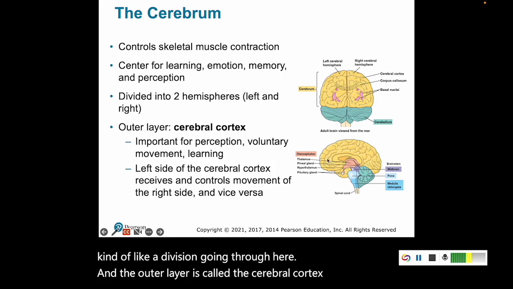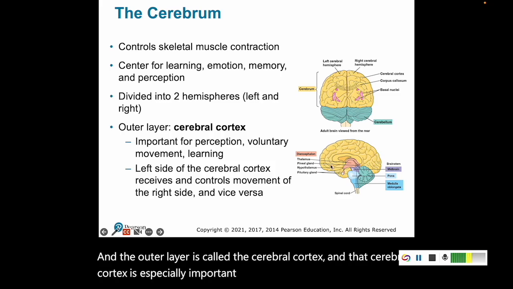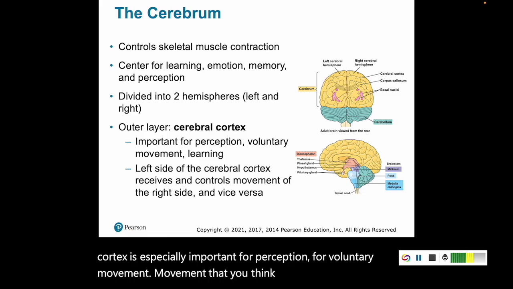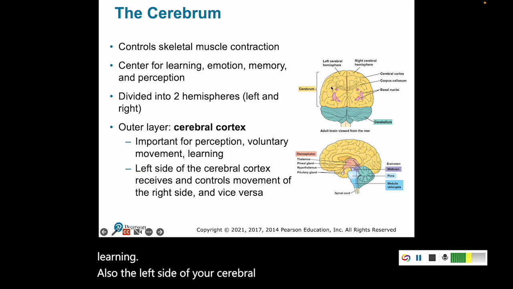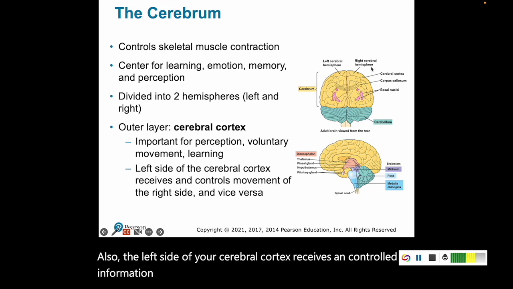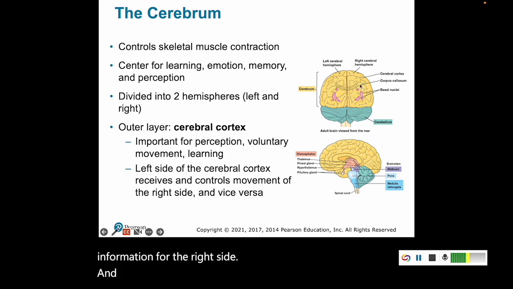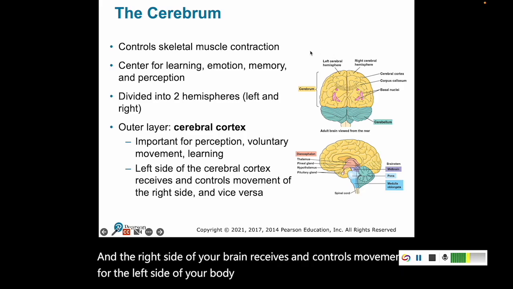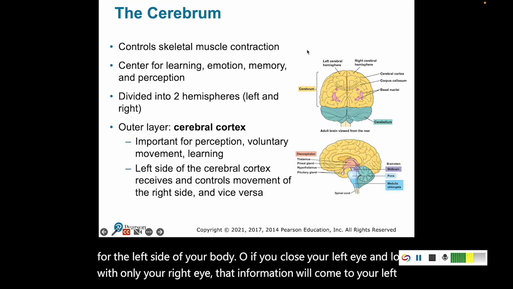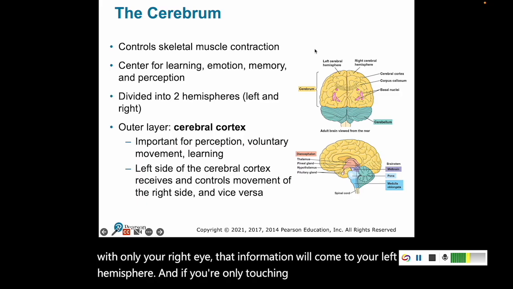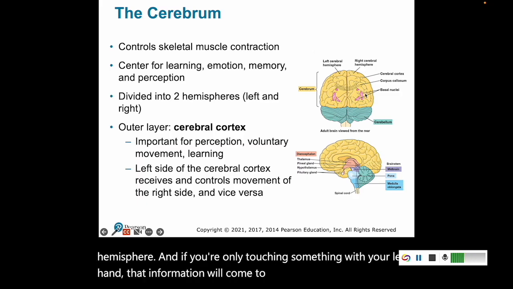And that cerebral cortex is especially important for perception, for voluntary movement that you think about doing, and for learning. Also, the left side of your cerebral cortex receives and controls information for the right side, and the right side of your brain receives and controls movement for the left side of your body. So if you close your left eye and look with only your right eye, that information will come to your left hemisphere. And if you're only touching something with your left hand, that information will come to your right hemisphere.